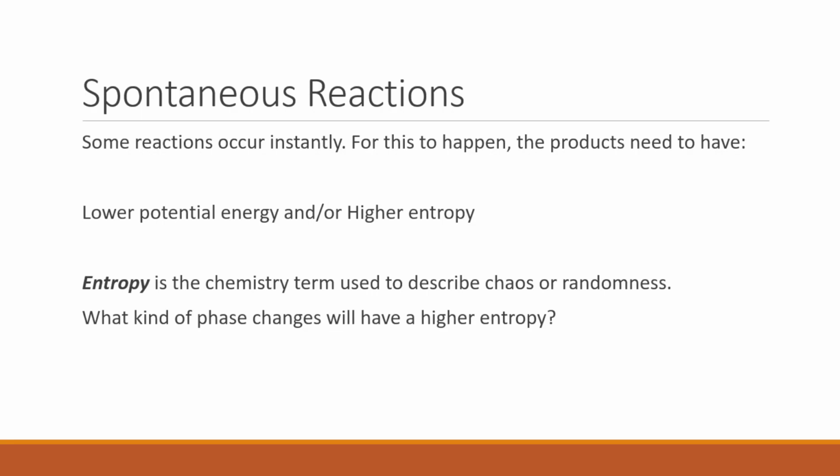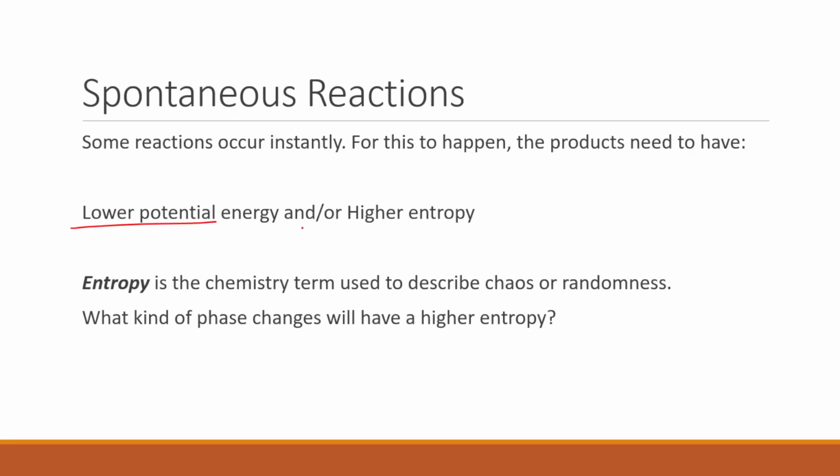Now this is a 2-part video, right? We're not just here to talk about table I, we're here to also look at the idea of entropy. Some reactions occur on their own, right? You leave it out and it happens. It's spontaneous. In order for this to happen, we are looking for products having lower potential energy and/or, right?